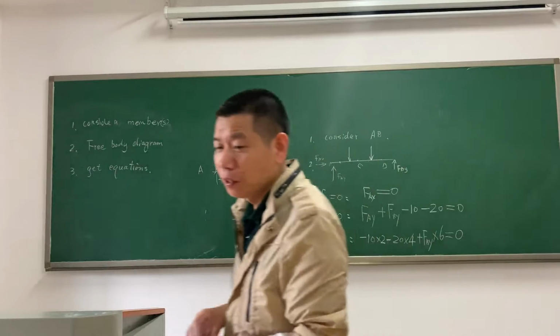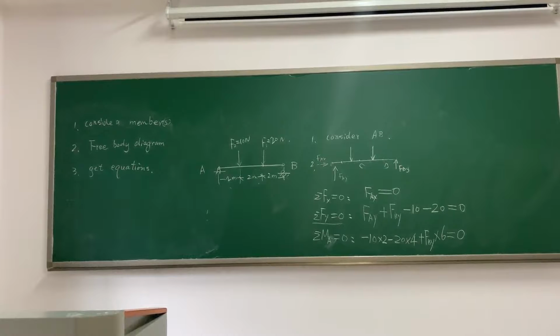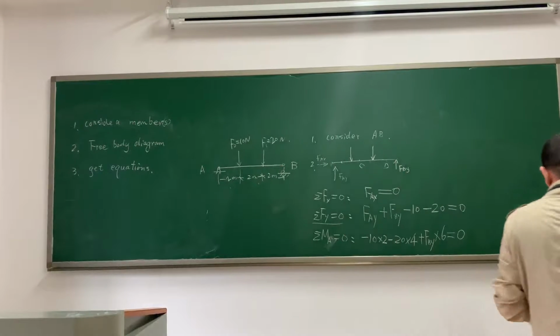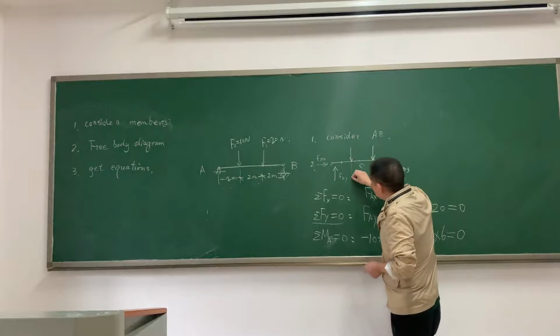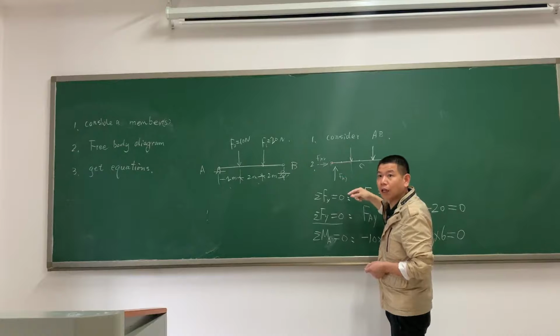What is the sum of M? M is the moment. Why not distance? What is the moment? The distance is a number. The distance is 2, but the moment is not the distance. For this force, the distance is 2 meters.